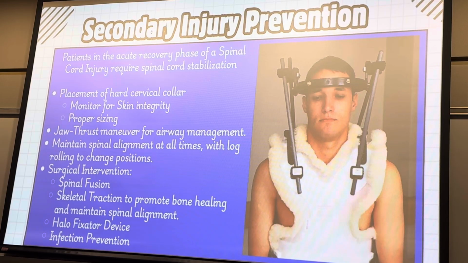Now, how am I going to prevent that secondary injury from ever occurring? So remember, that secondary injury is something that's not related directly to the impact or the force or directly related to that primary injury. It's a result of that primary injury, okay? So any kind of fracture, any kind of movement along that vertebrae or that spinal column is going to cause maybe an injury to that spinal cord. So our main goal with our secondary prevention is going to be stabilization of that spinal column.